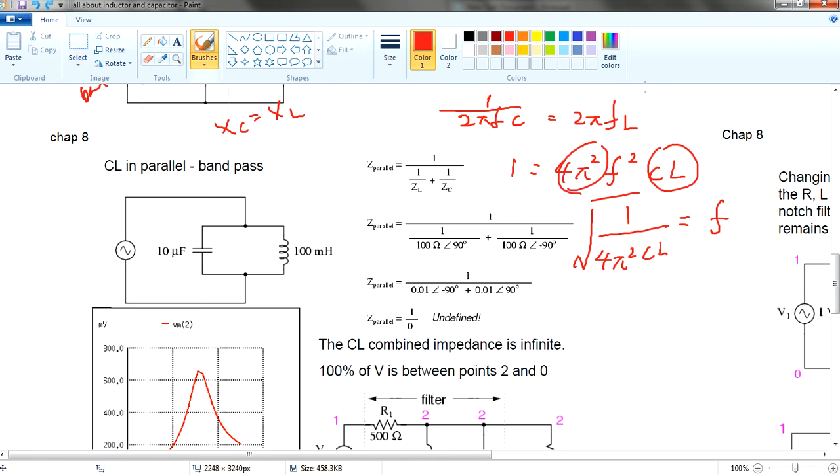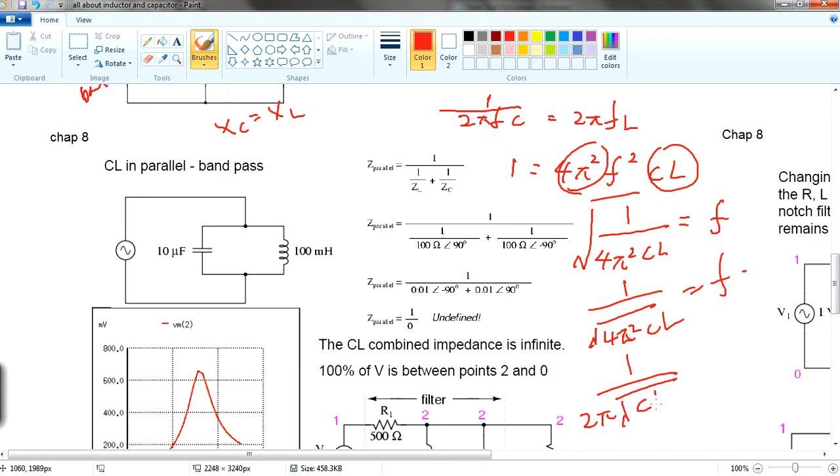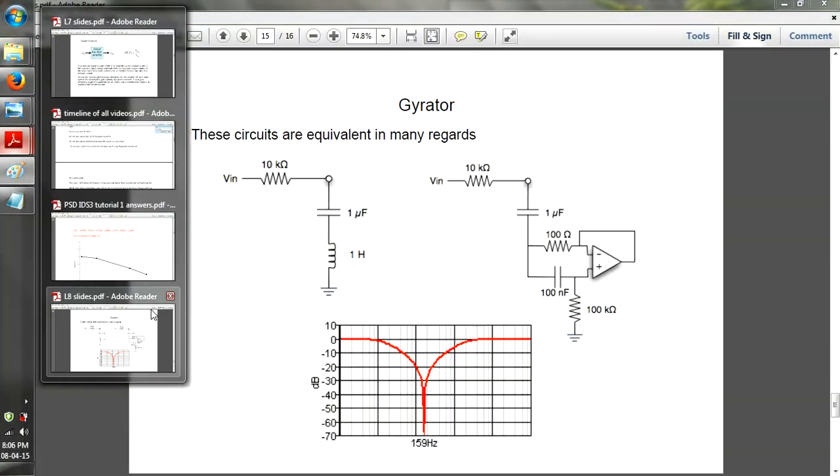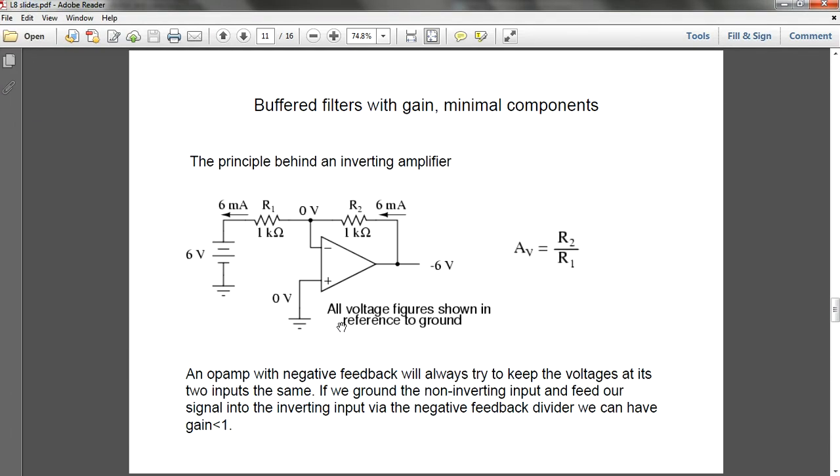And if I were to do a little rearrangement, I have 4 pi squared CL equals f. If I factorize the 4 pi squared out of the square root, I have 2 pi times the square root of CL equals the frequency. So this is the formula that is given inside your chapter 8, I think. Where is it? Yeah, I think it should be here.